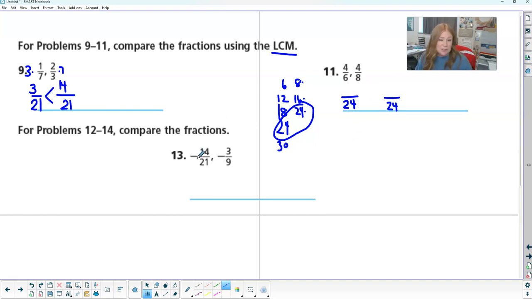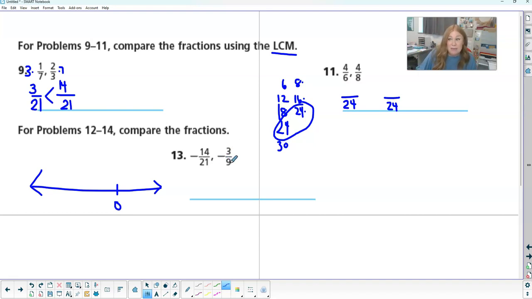Okay, and number 13, it wants us to compare these. Now these are both negatives. So we got to flip what we know, right? The farther to the left it is on the number line, the smaller it's going to be. So we know these are both over here. So we need to see if we can reduce these or find common denominators.